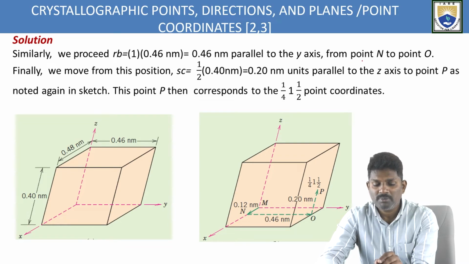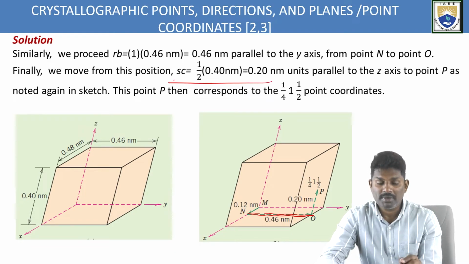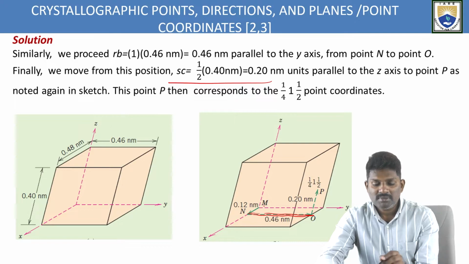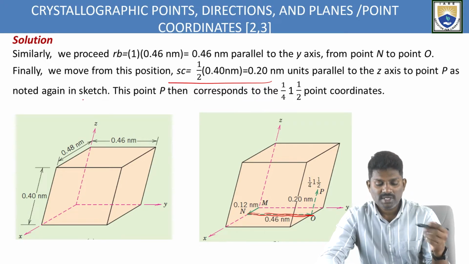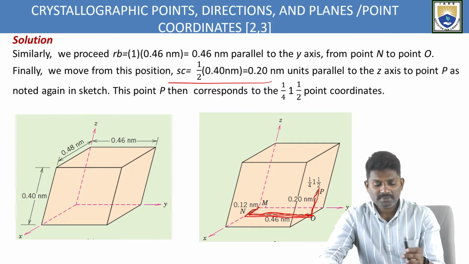Now from point P, N to O. So from point N to O direction, what is the distance covered here? It is 0.40. So 0.40 into 1 by 2, you are getting 0.2 nanometer. Similarly, along Z direction also the same thing. So like that, if you multiply these directions along this direction, this and this, you are getting the position of the point P.